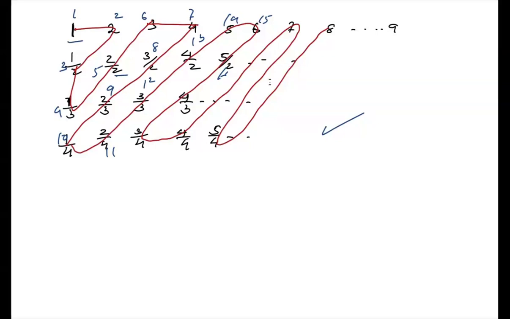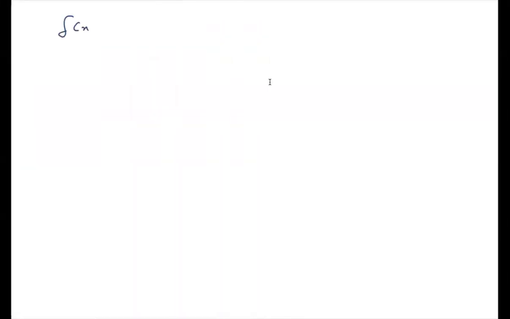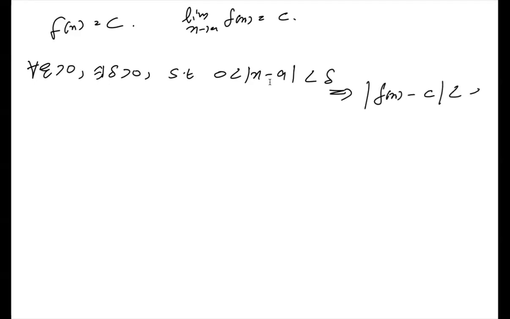Someone asked, how do you prove the limit of a constant is the constant itself? Go with the definition. Let's say f(x) is a constant function. Then write the limit definition: for all epsilon greater than 0, there exists delta greater than 0 such that 0 less than |x minus a| less than delta implies |f(x) minus c| less than epsilon, where the limit as x goes to a of f(x) equals c.